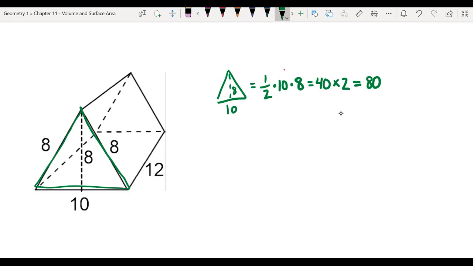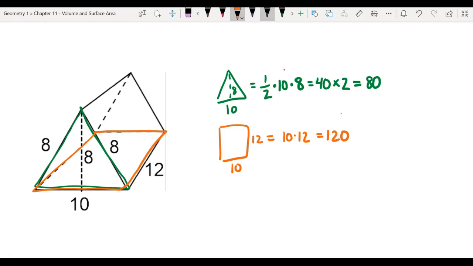Okay, let's go to the bottom. The bottom is a rectangle, correct? The bottom is a rectangle that is 10 by 12. The area of a rectangle is base times height. So it'd be 10 times 12, which is 120.